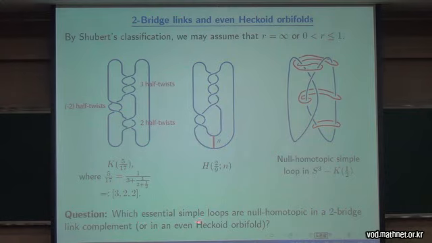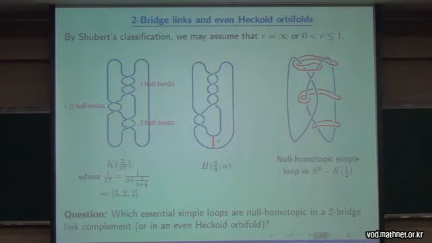This question is equivalent to asking which essential simple loops represent the identity element in a two-bridge link group or in an even Hecoid group. We obtained a complete answer to this question using small cancellation theory, applied to two-bridge link groups and the even Hecoid groups.